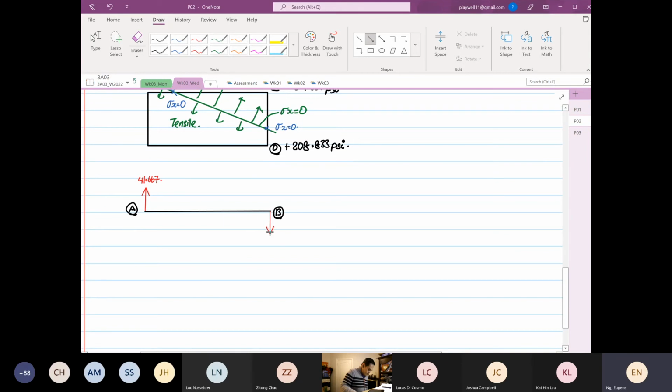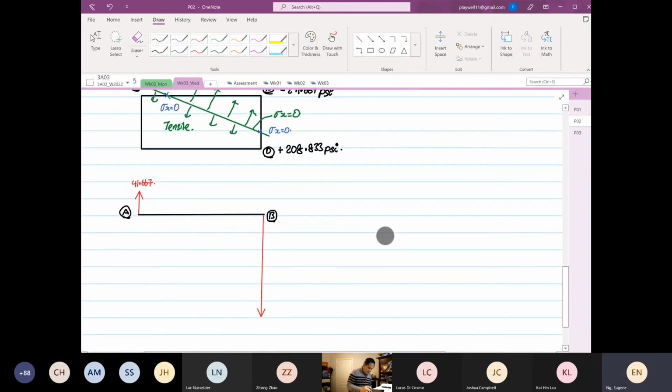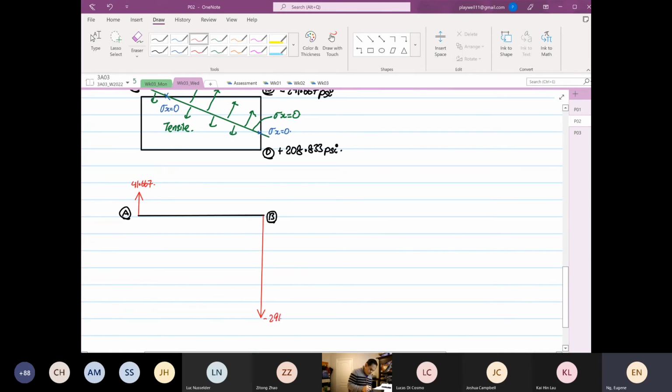Okay, so this is your minus 291.667. Okay, so you just join the two lines together at the ends. This is just a sketch, by the way. Okay, so this is a distance x, right? And then the distance from here to here will be 4 minus x.